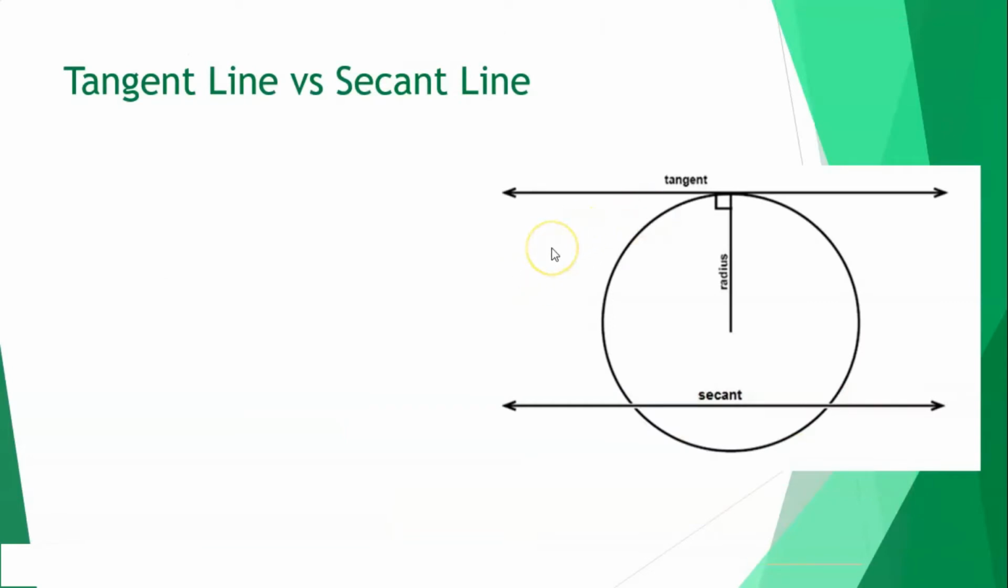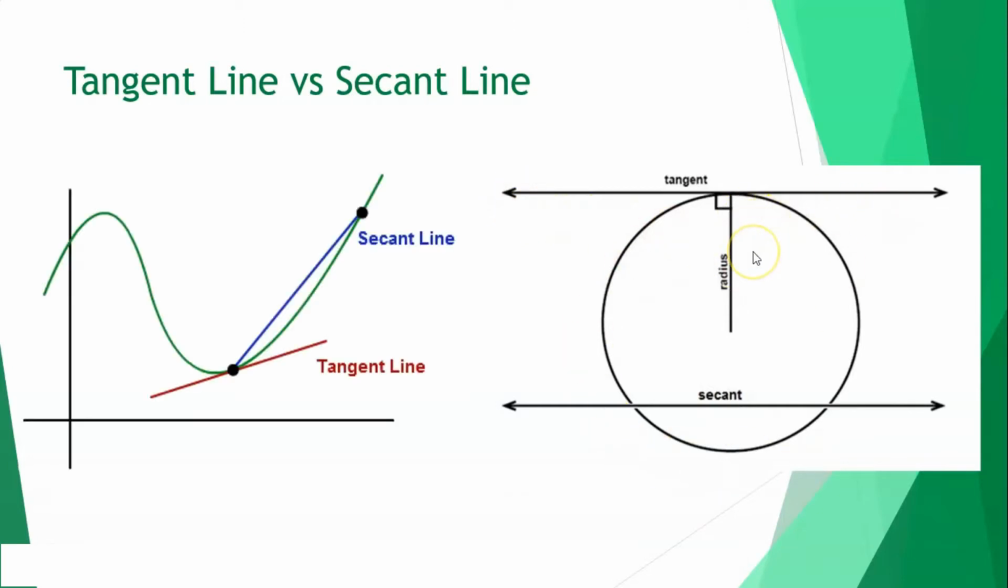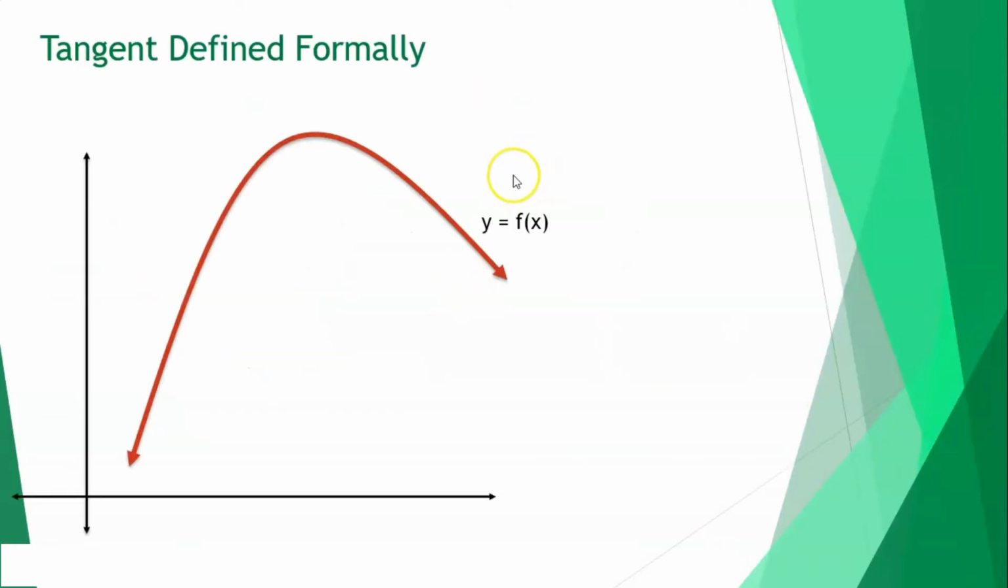Now, let's compare and contrast a tangent line versus a secant line. So again, a tangent line touches a curve at one point, while a secant line touches a curve at 2 points. Now, let's define tangent formally.